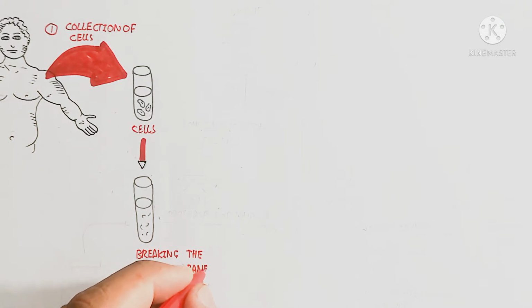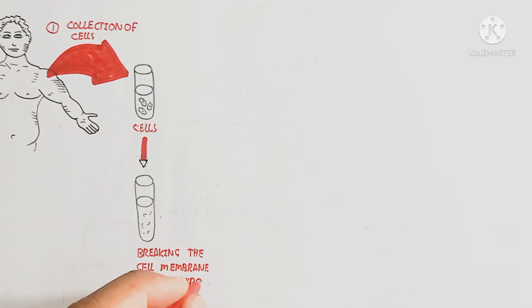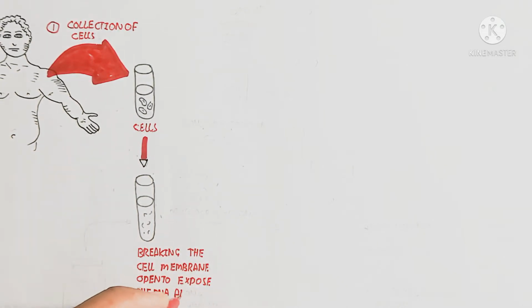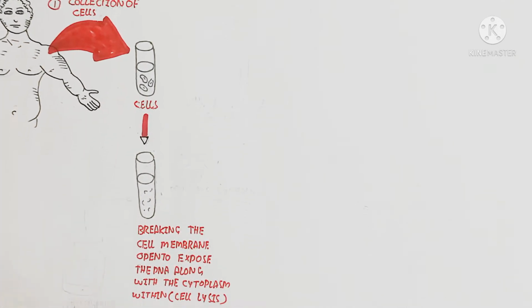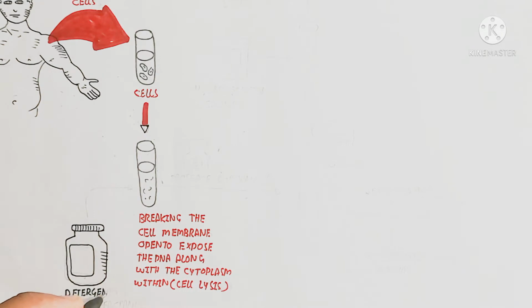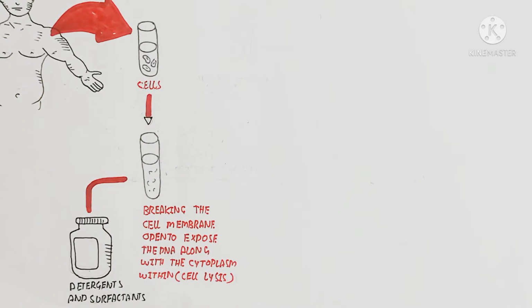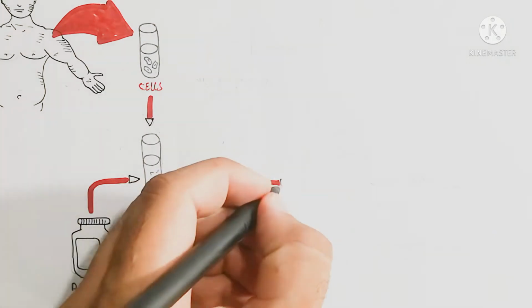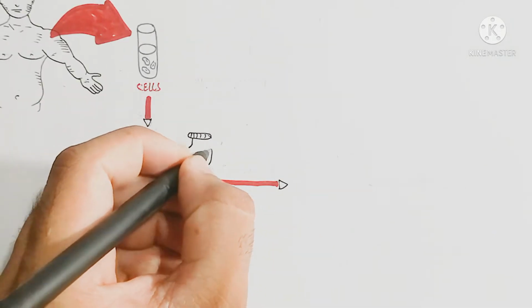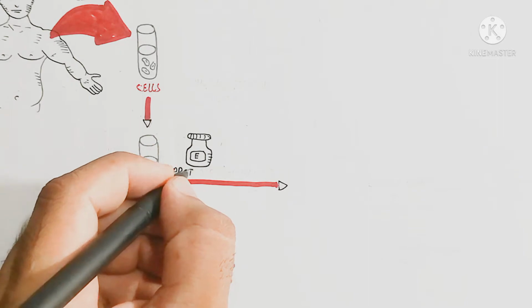The cells are present in the test tube. The first step is breaking the cell membrane open to expose the DNA along with the cytoplasm, which is cell lysis. So the cell will be lysed or broken down. Detergents and surfactants are used for the breakdown of the cell wall and the cytoplasm, so it becomes a mixture.